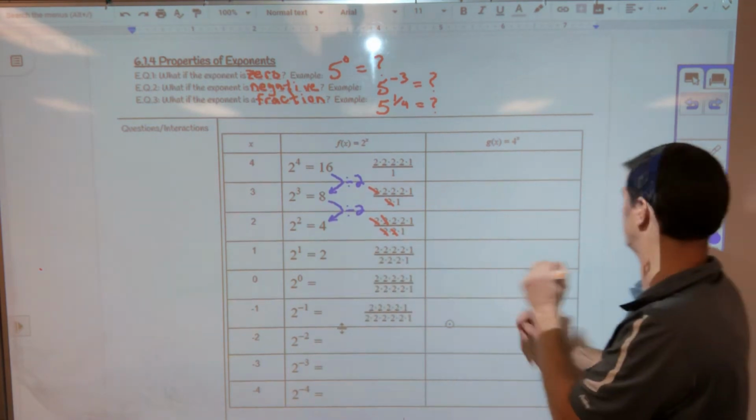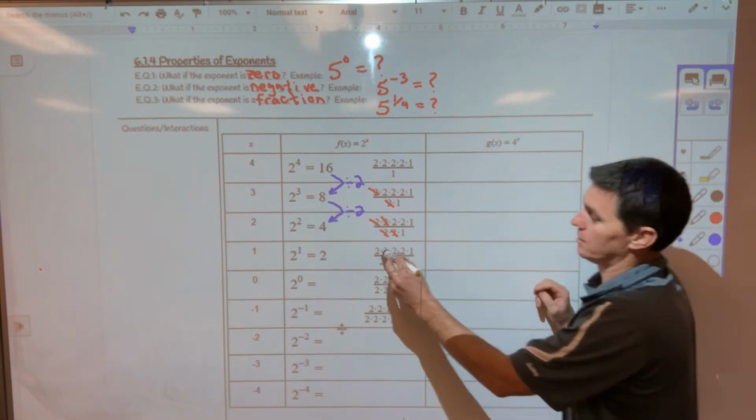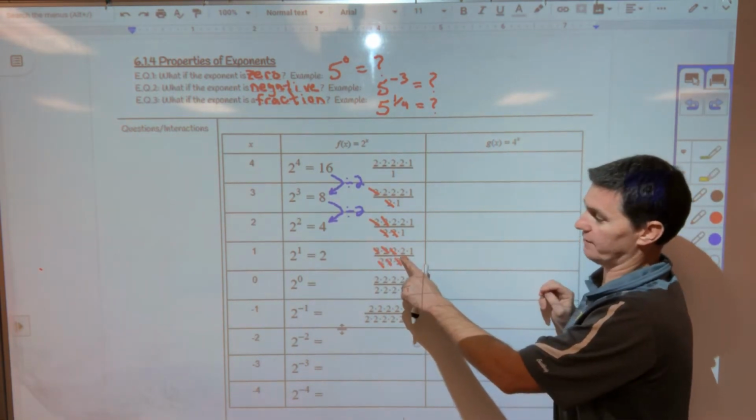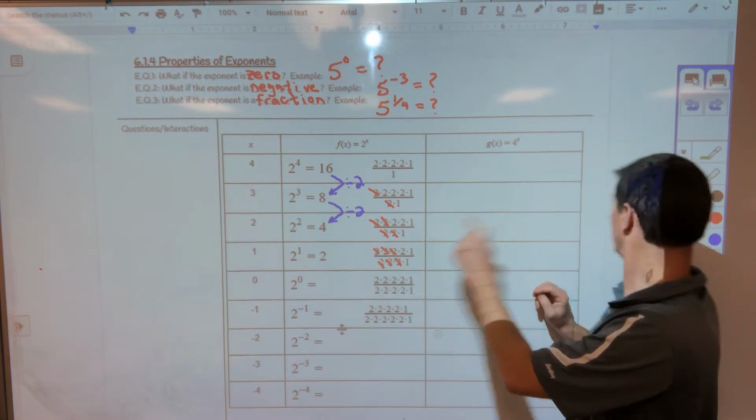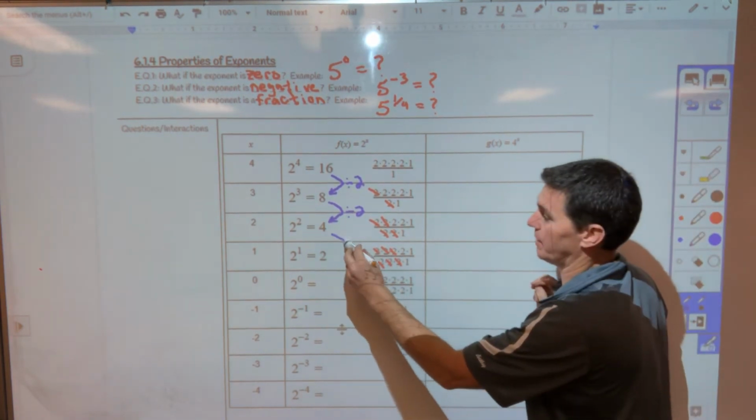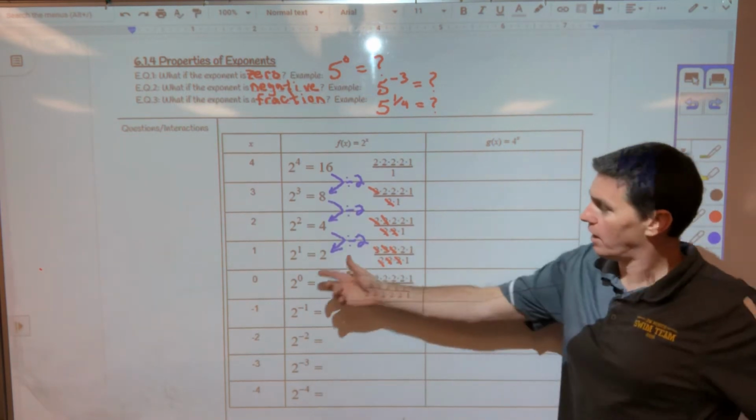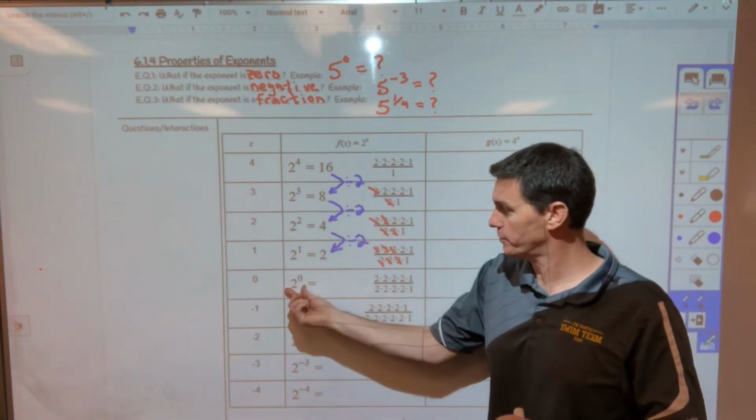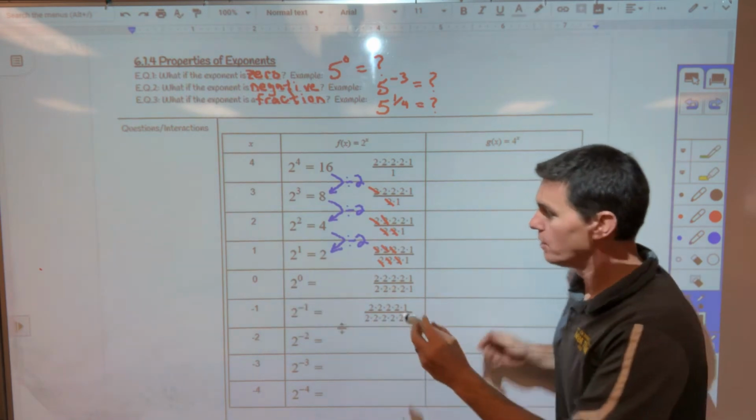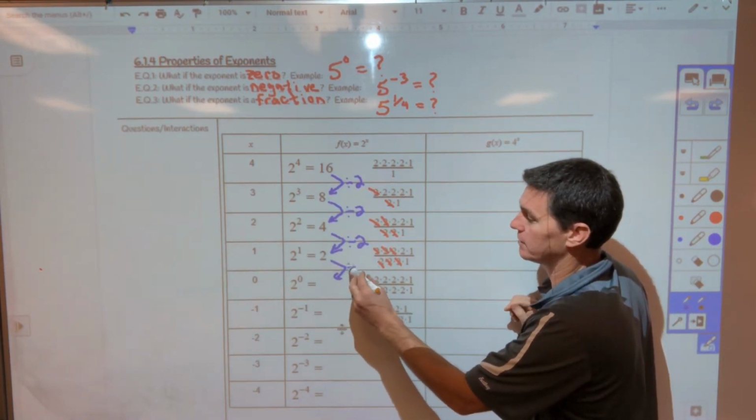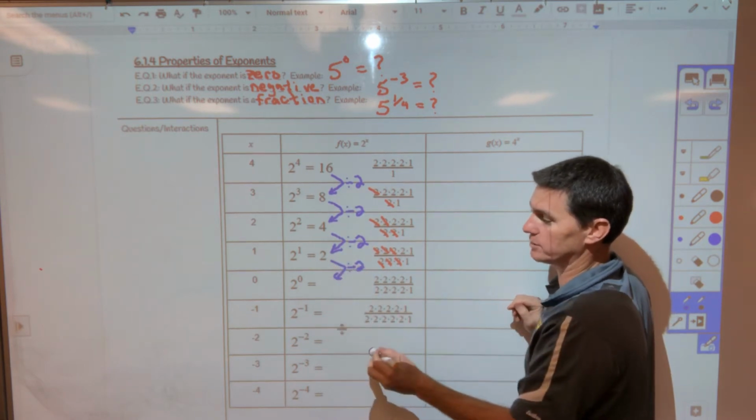And so when we get to 2 to the 1st, I've got my 2s that cancel, and we just have 2 to the 1st. Okay, we divided by an additional 2. So here we are at our first essential question. What do we do with 2 to the 0th? Well, we do the same thing we've been doing. We divide by 2.